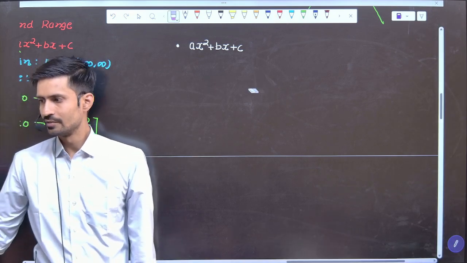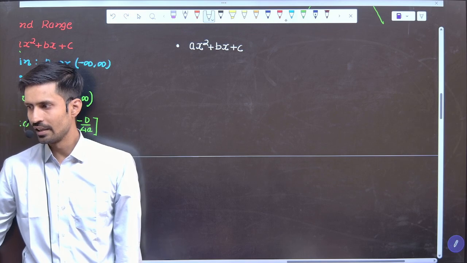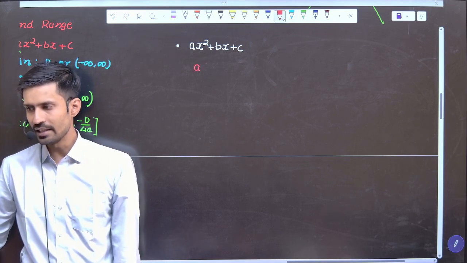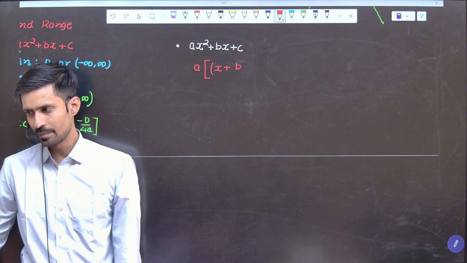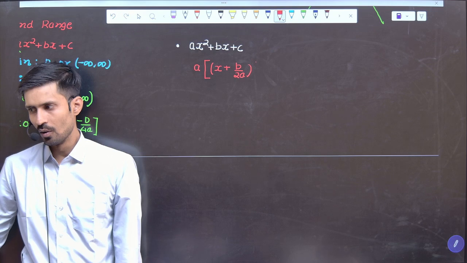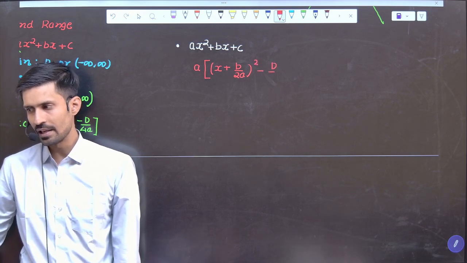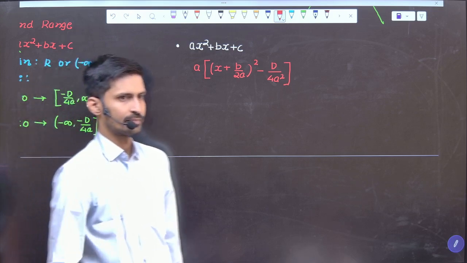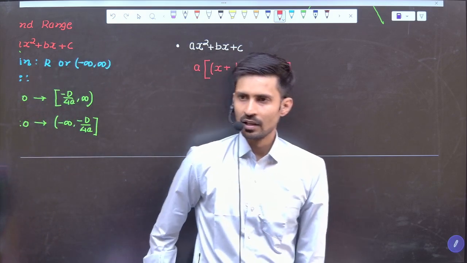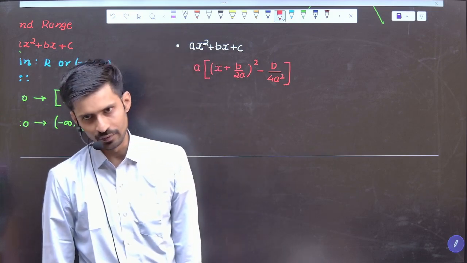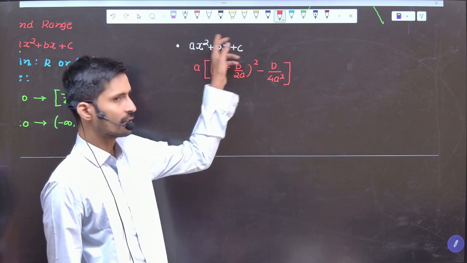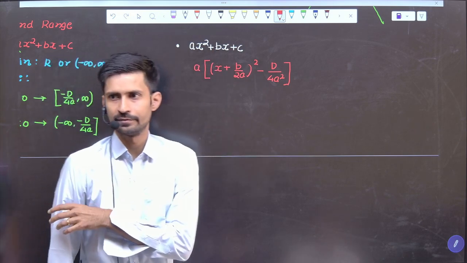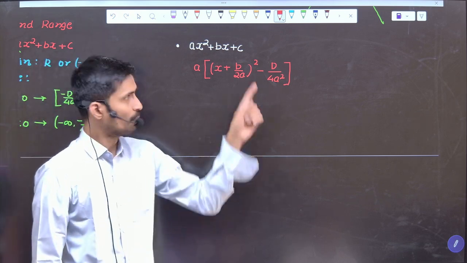So see this. Here a I will take outside. This will be x plus b by 2a whole square minus d by 4a square. Both are same. I will give you proof of this. But what you have to do? You have to remember this expression as this expression. So both are same.